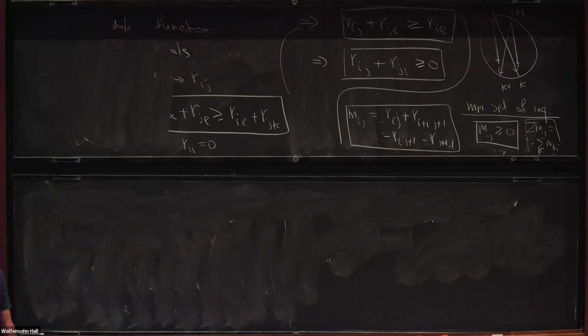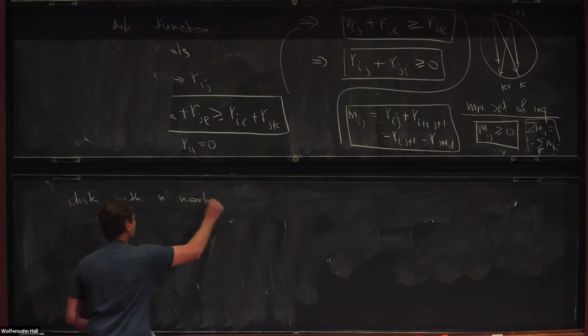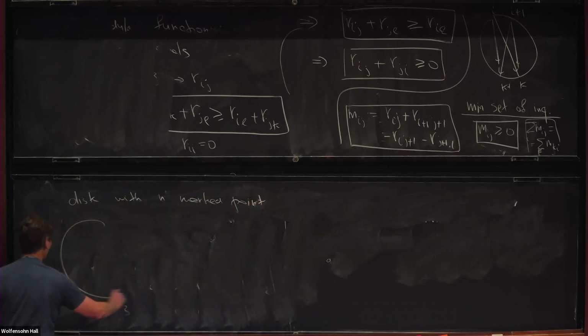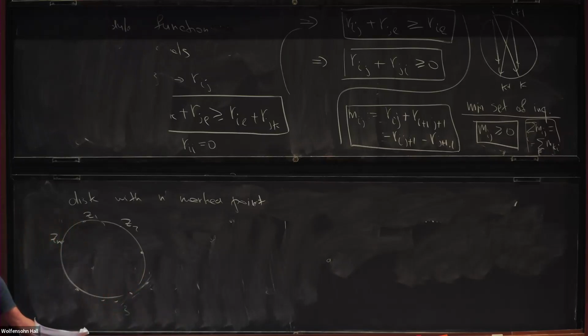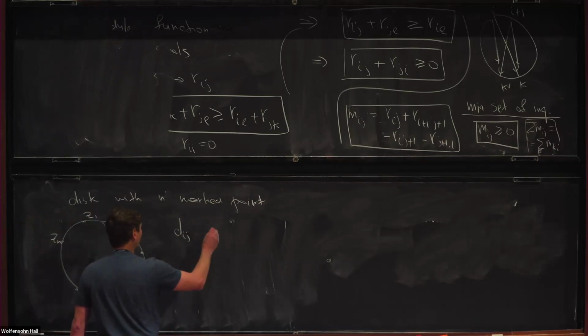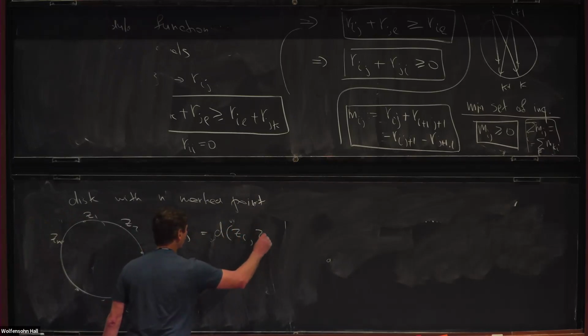Imagine that our space is a disk with n marked points. We have a disk, and we have points z1, z2, ..., zn. So we have these points on the disk, and we only care about these marked points. We only care about distances between these marked points. So let me call it dij, equal to the distance from zi to zj.